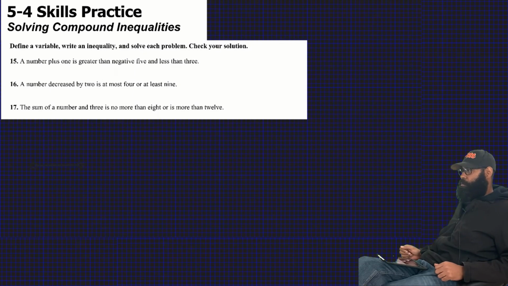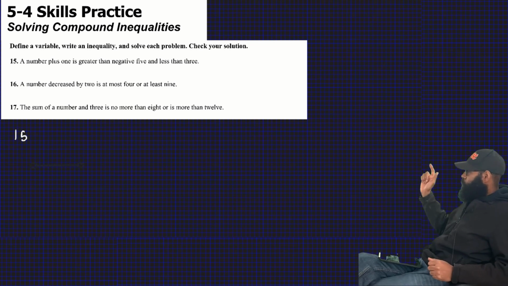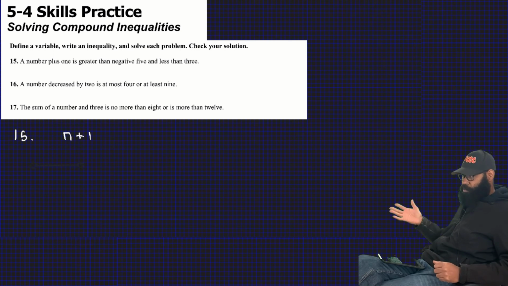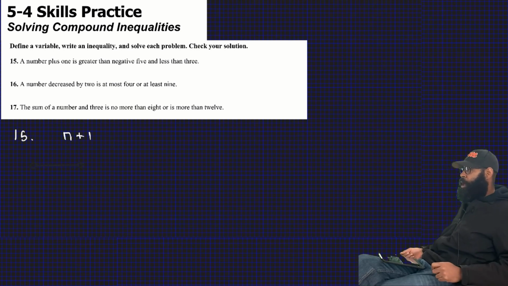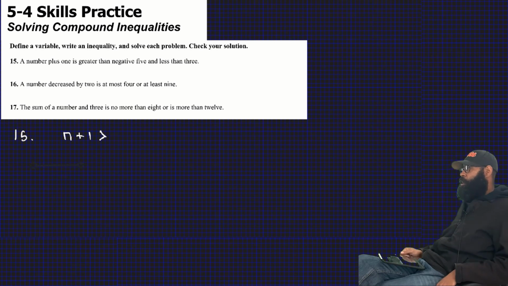Bottom portion. If you've been here, guys, we've got a lot of extended work, meaning in 15, 16, 17, define a variable, write an inequality, solve each problem, and check the solution. So for 15, the variable is going to be n. It says a number, so let's use n. Plus 1 is greater than. I love it. They're not giving me those funky words. They're just saying greater than.